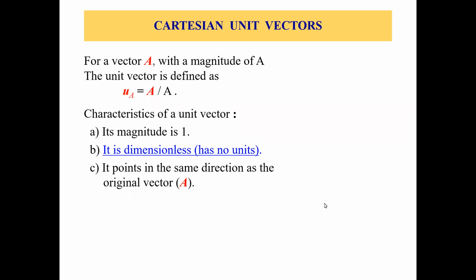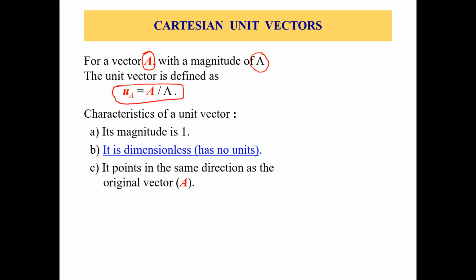So let's say we have a vector A with a magnitude of A. The unit vector is defined as u sub A. And how do we get the unit vector? We divide the vector A by the magnitude of vector A. So vector A divided by the magnitude of vector A gives us the unit vector u sub A, which gives us the direction of vector A.